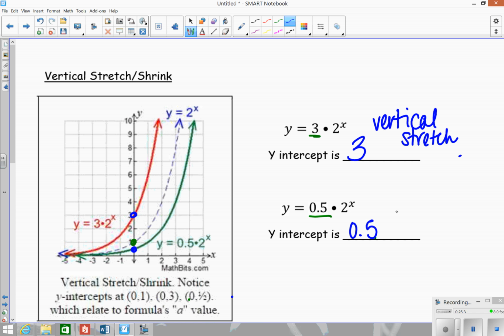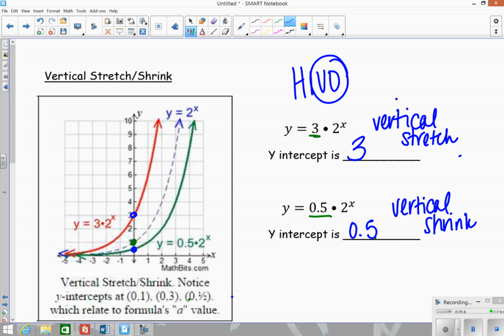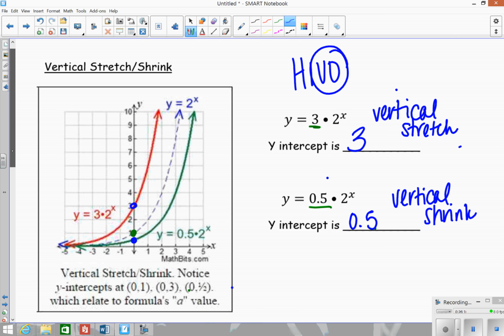This one's going to be a vertical shrink because you multiplied by a fraction. And remember, if you think about HIVO, these numbers were on the outside, vertical, and you do what makes sense. A number bigger than 1 would get bigger. A number that's a fraction, or between 0 and 1, would be a vertical shrink because you're multiplying by something less than 1. It's kind of hard to see the vertical stretch or shrink, but really just look at what's happening with the y-intercept. Here the y-intercept's getting higher, here it's getting closer to 0. That's how you can tell with those.